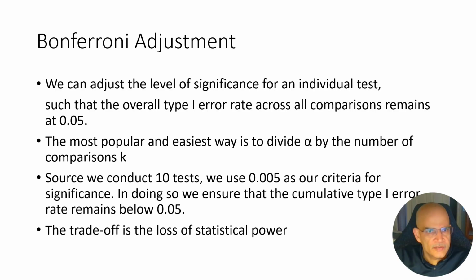Then how do we fix that? We fix that by doing what we call the Bonferroni adjustment. So the overall type 1 error rate across all comparisons remains at 0.05. And the easiest way is to divide the alpha by the number of comparisons. So if you're conducting 10 tests, then we use 0.005 as our criterion. So the cumulative type 1 error rate remains below 0.05, but there are a lot of arguments against it, because there is a loss of statistical power in detecting effects. So obviously, you make it less likely to get type 1 errors, but you're more likely to get type 2 errors.